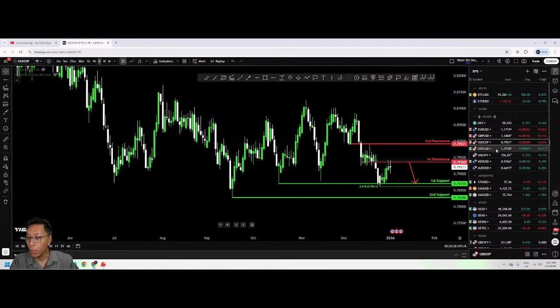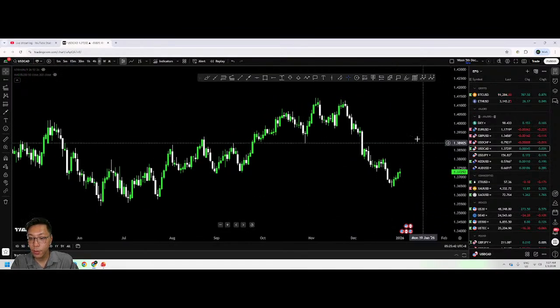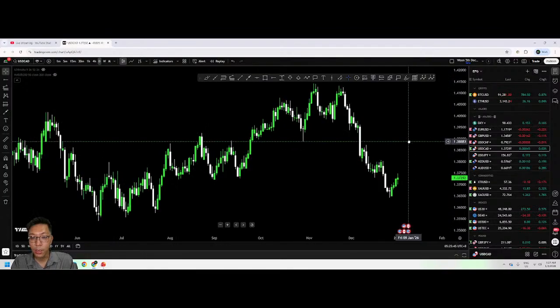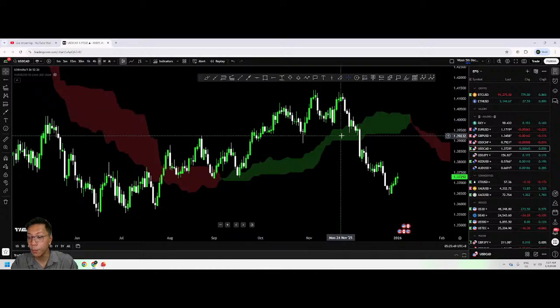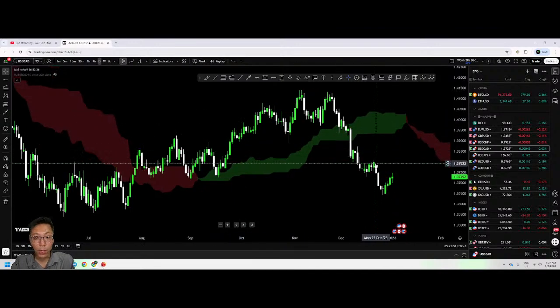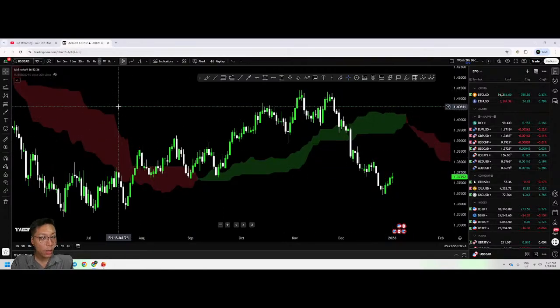Moving on to USD CAD. Let me just clear all of this. For USD CAD, same thing, we are looking for bearish momentum. The first thing that we always look at is the Ichimoku cloud, and price is below the Ichimoku cloud.